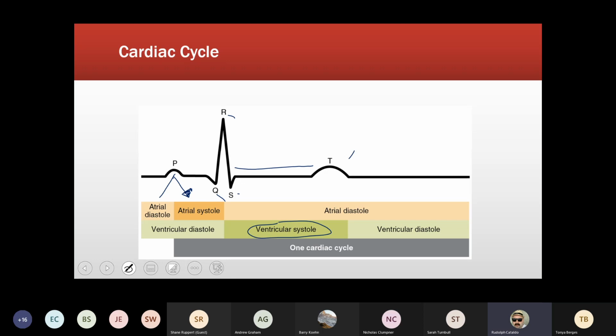Now, I'll just plant this in your brains for now. When we get into 12 leads, probably next week, this ST segment is huge, because that's how we determine injury, ischemia. That's how we determine if somebody's having a heart attack. It is the area between our S wave and our T wave, your ST segment.